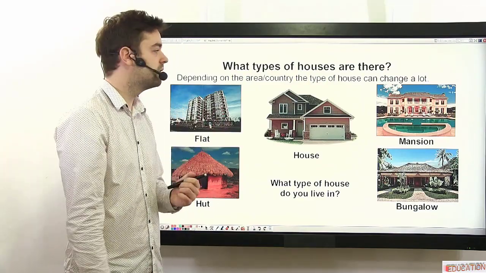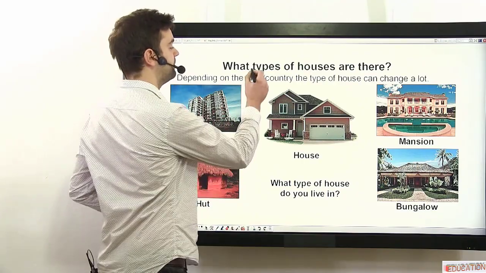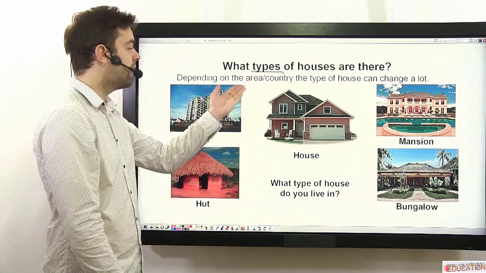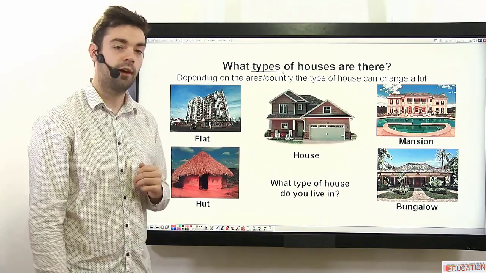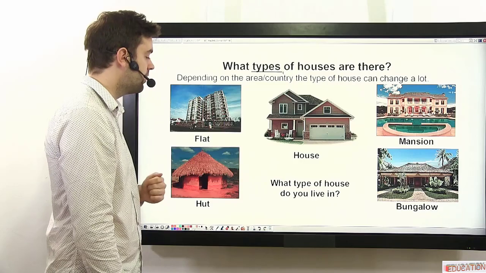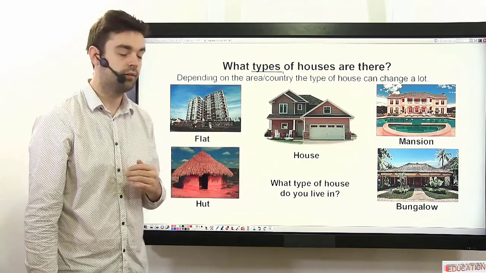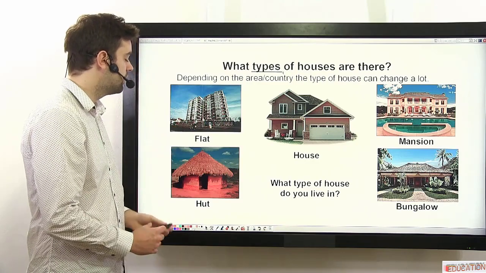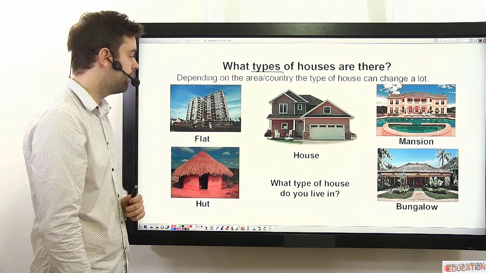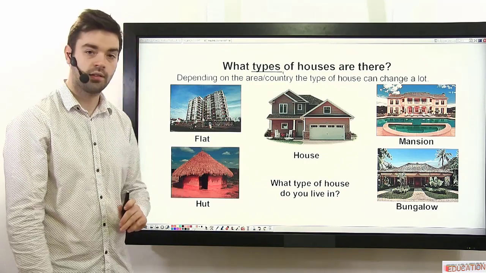What types of houses are there? Types. Well, depending on the area or country, the type of house can change a lot. Here we have some types of houses. This is a flat. A flat. F-L-A-T. Flat.